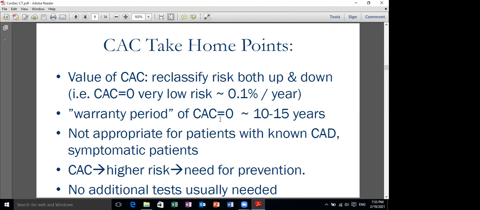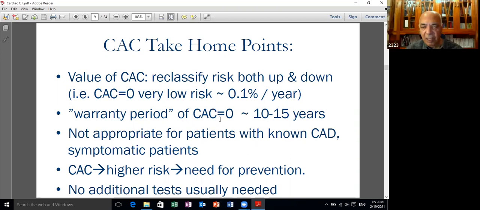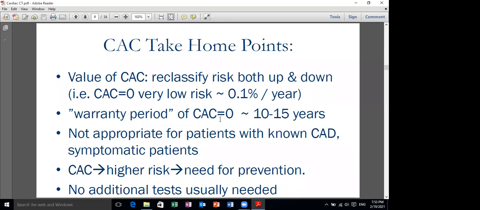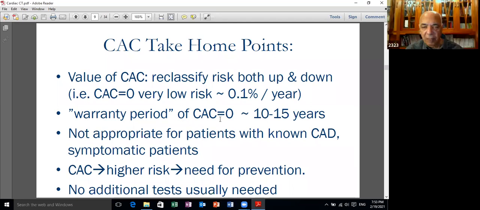Obviously, there is about a 20% change per year in calcium score, but you don't need to repeat it frequently because that's not going to tell you much more information than the initial evaluation. It's not appropriate for patients with known coronary artery disease or symptomatic patients. So we rarely do it for symptomatic patients. The only exception are symptomatic patients that are at very low risk as evaluated by any of the different scores that we have been talking about.